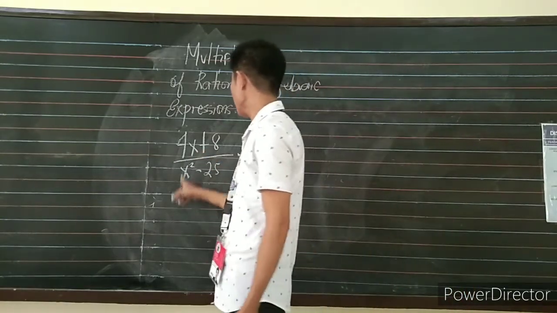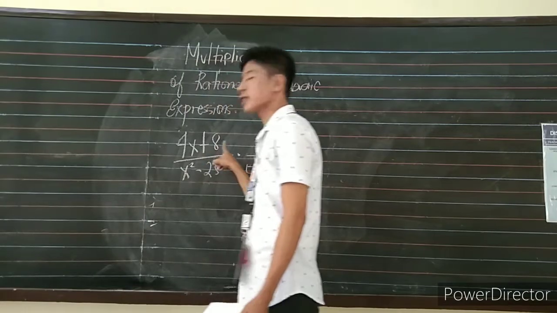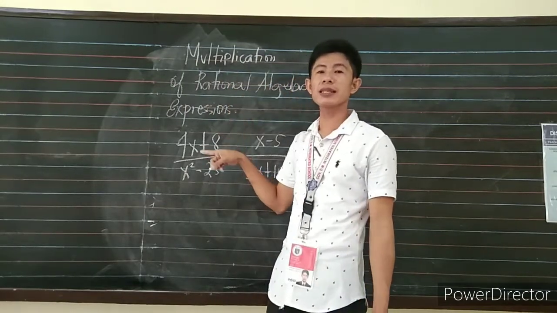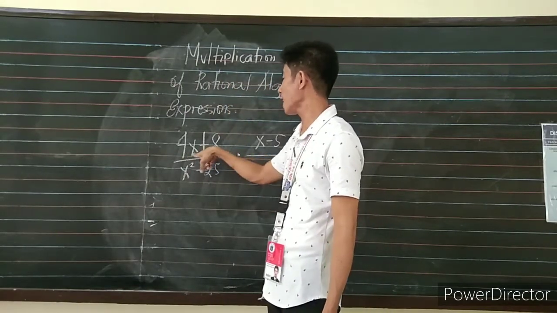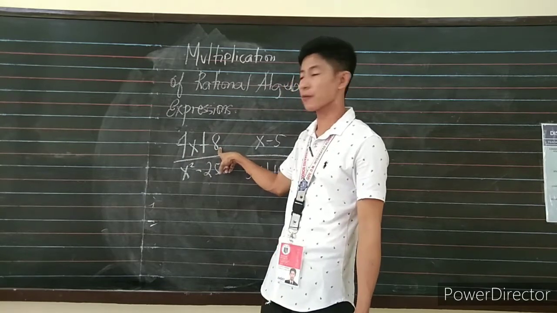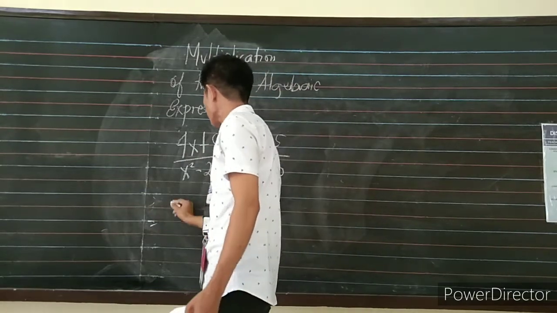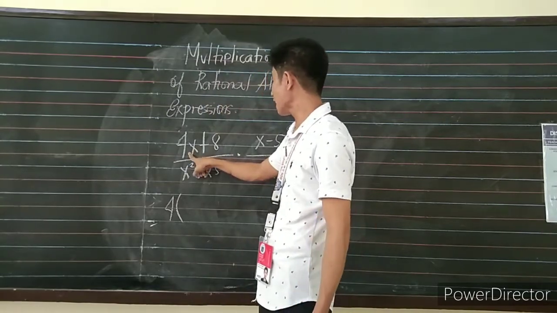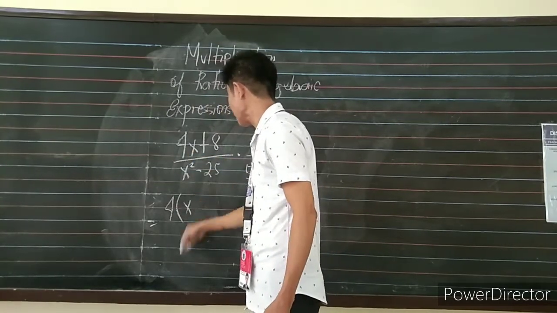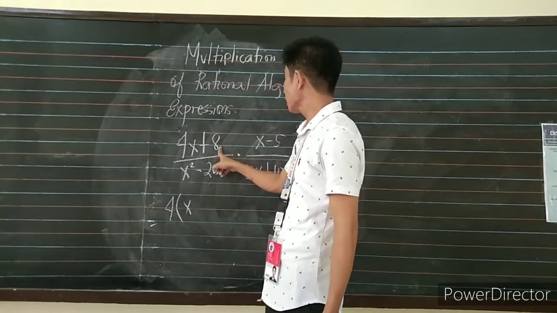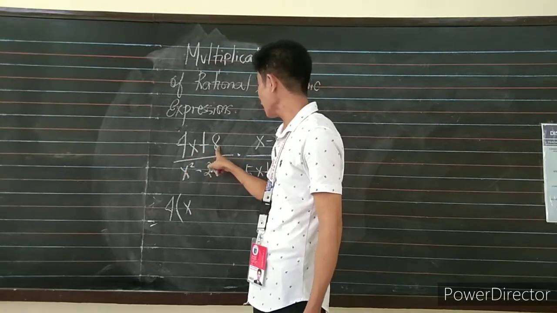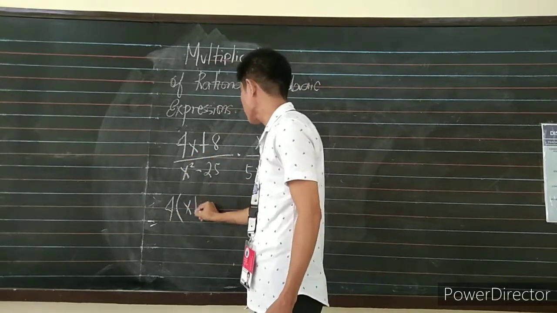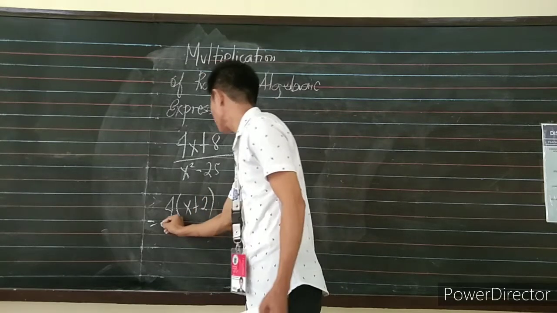Okay, first we have 4x plus 8. What is the common factor of 4x and 8? That is 4. So the common monomial factor is 4. And the factor is 4x divided by 4, that is x. 8 divided by 4, that is 2. So that is the factor 4.